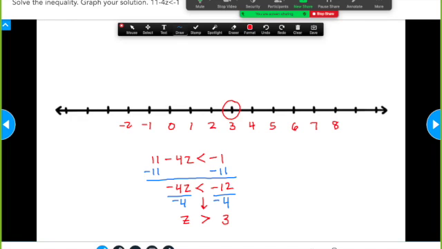And the statement is telling me here that z is greater than 3. So that means that we're looking at any numbers that are bigger than 3. So I'm going to draw my arrow to the right. And so that would be my answer. So hopefully this helps. Good luck.